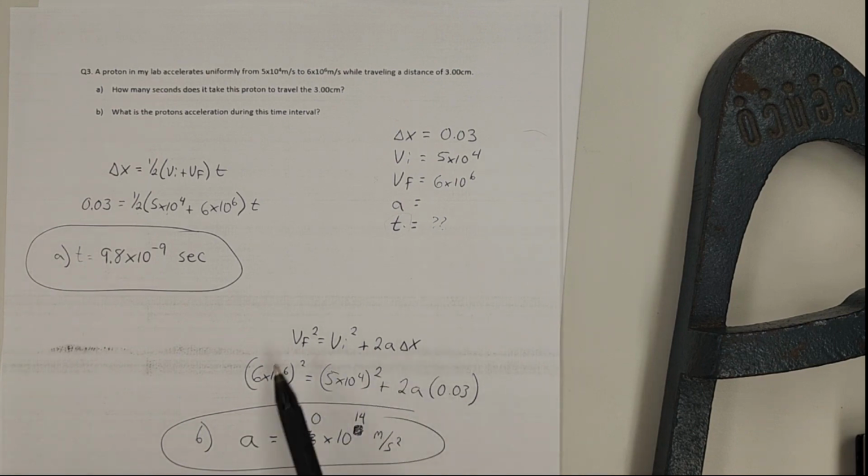If you do it out correctly in your calculator, you get 5.999 repeating. So I rounded it up to 6.0 times 10 to the 14.